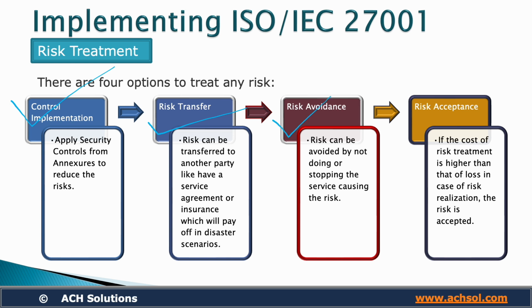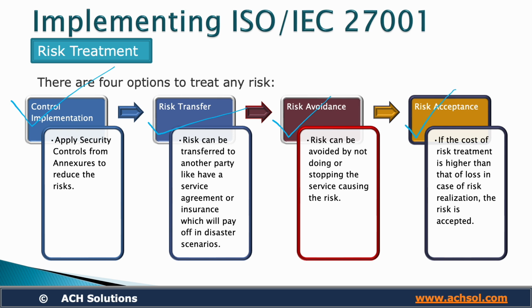The third one is risk avoidance. This approach is about eliminating the risk entirely. If a particular service or activity creates unacceptable risk, the best option may be to stop or avoid that service altogether. By choosing not to engage in an activity that poses a significant risk, the organization effectively avoids the potential for harm.